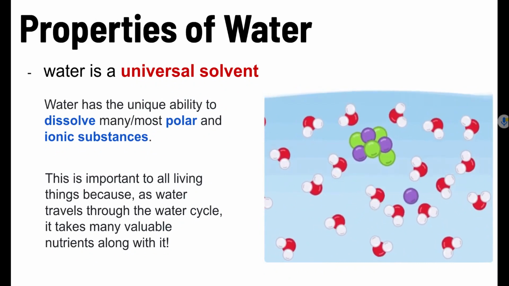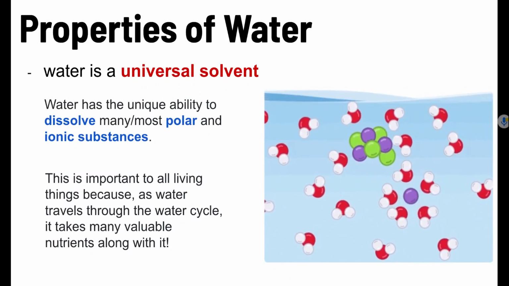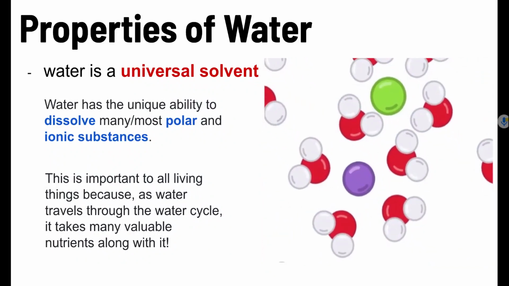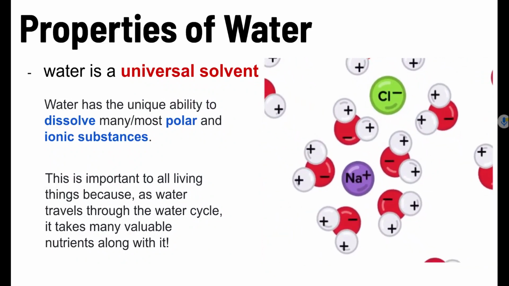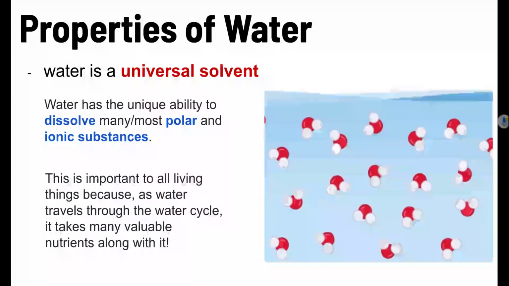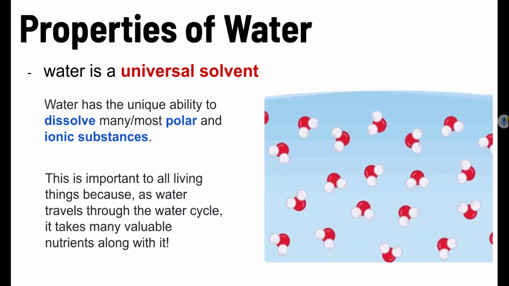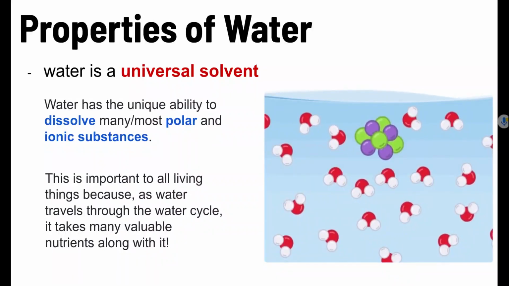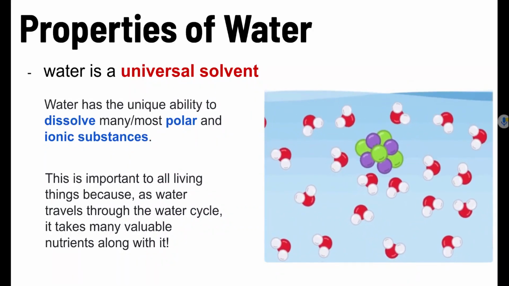And you can see in this image, there's a substance that's been dropped into water, and the water pulls that substance apart based on the charges that it's made up of. The parts of the substance that are positively charged are attracted to the negatively charged oxygen in water, and the parts of the substance that are negatively charged are attracted to the positively charged hydrogens in the water.